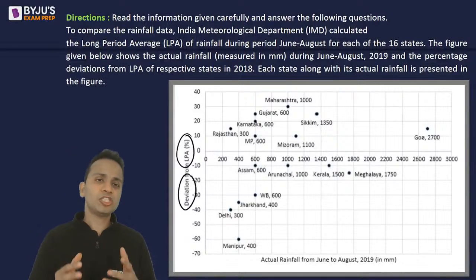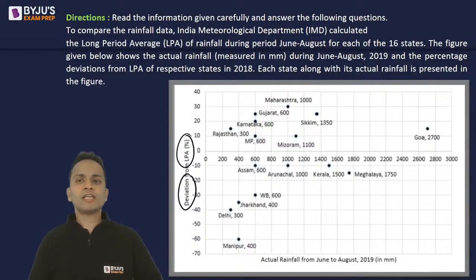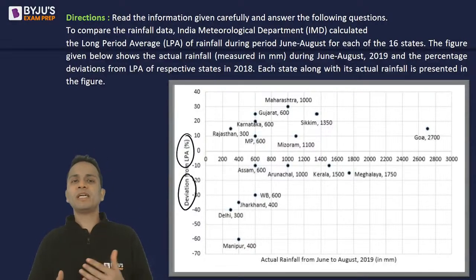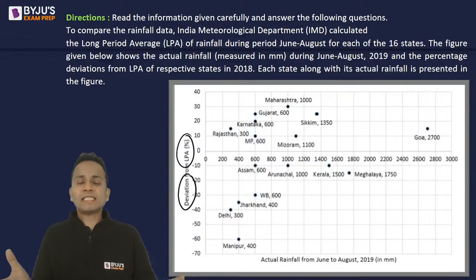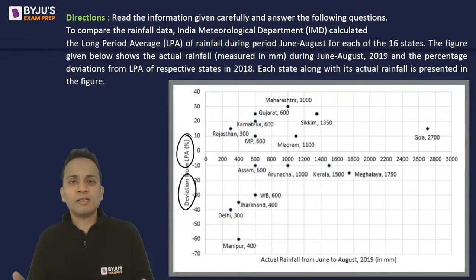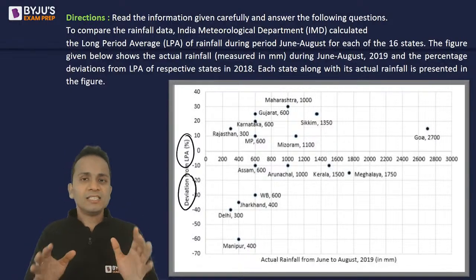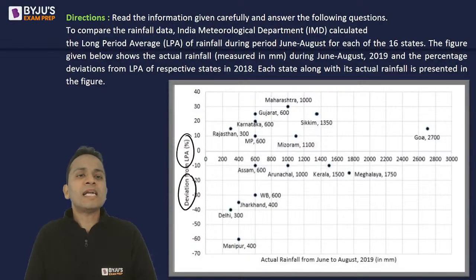Long period average, ठीक है, they have used this term in the directions, but they have not defined what they mean by long period average. So we can ignore this fact because long period average is not a standard thing. It might be a standard thing for the Indian Meteorological Department, but we are preparing for the CAT examination and this is not a standard thing for us. So do not waste your time in understanding what actually is long period average, right?